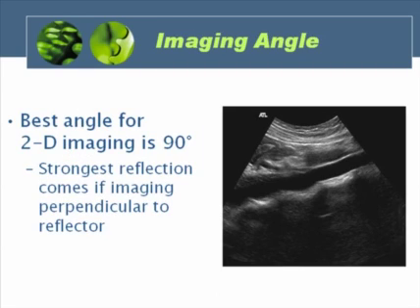The imaging angle that we use is important. Remember that specular reflectors are best seen at 90 degrees. Therefore, our best angle for 2D imaging is when we're 90 degrees to the reflector. The strongest reflection comes when we're perpendicular.